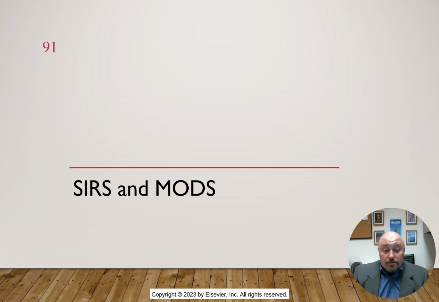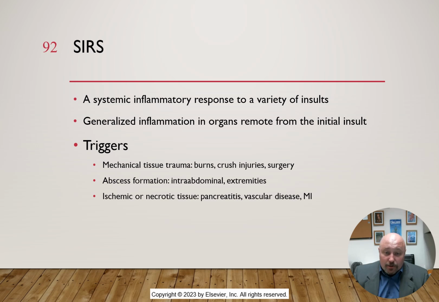Moving on, let's talk about SIRS and MODS. Systemic inflammatory response, or SIRS, can result from a variety of injuries. This is a generalized inflammation of the organs remote to the initial insult. Triggers include mechanical tissue trauma, burns, crush injuries, or surgeries, and can also include abscess formation, intra-abdominal extremities, and also ischemic and necrotic tissue, such as from pancreatitis, vascular disease, or an MI.